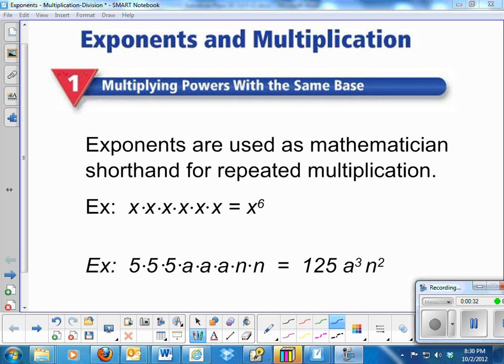So let's look at this first example. This is what we had done yesterday. x times x times x times x times x times x will get us x to the 6th power, because there's 6 x's there. They're all being multiplied together.